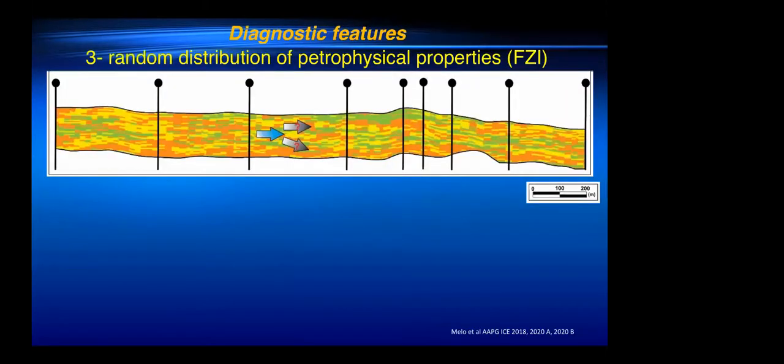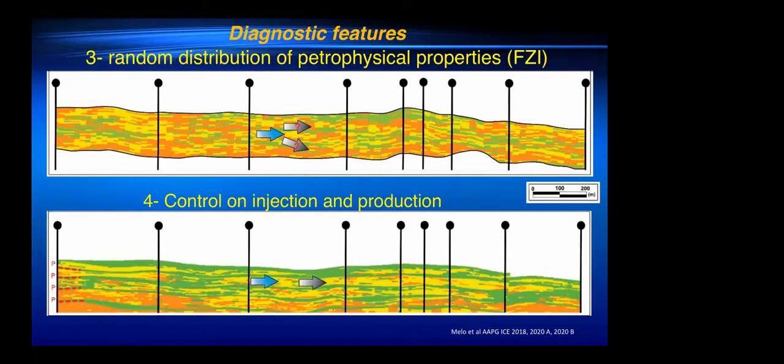Very often, we face a random distribution of petrophysical properties through FGI or other geostatistical methods. In this case, how to predict the preferential fluid paths between wells? The lower figure shows the same reservoir after the stratigraphic refinement that constrains properties distribution within each zone. So we can see the preferential fluid paths and intervals for injection or production in the wells.